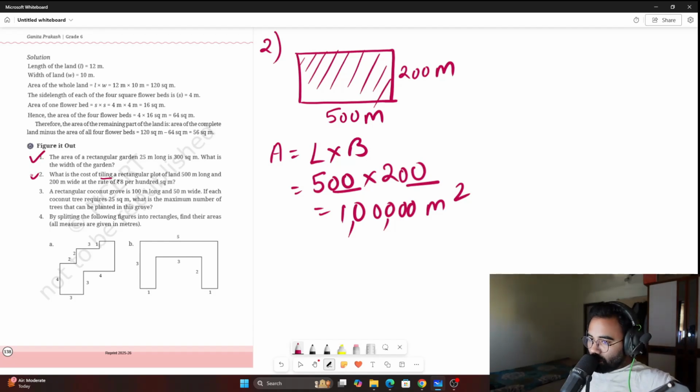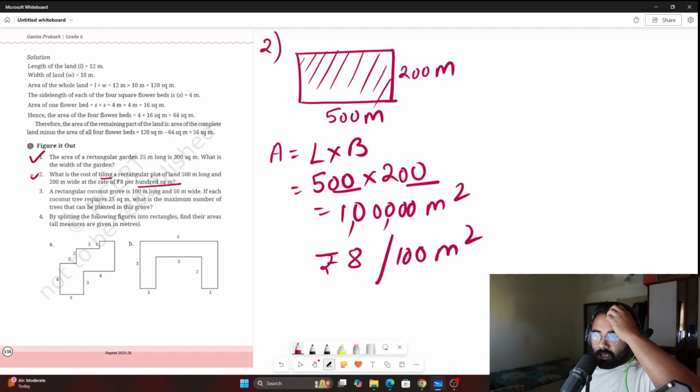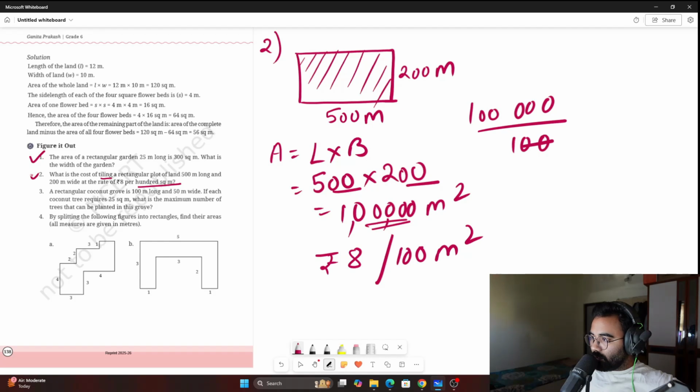Now what is the cost of tiling? That is rupees 8 per 100 meter square. Okay, this is where they have thrown in the curveball. Not per meter square, per 100 meter square. Now a lot of students might confuse this. Now how many hundreds are there in this one? All you can simply do is divide by 100. So there are 1000 hundreds in this.